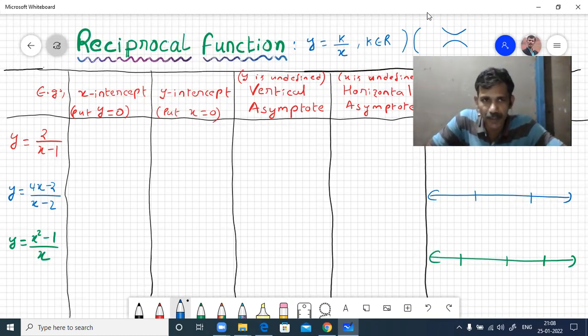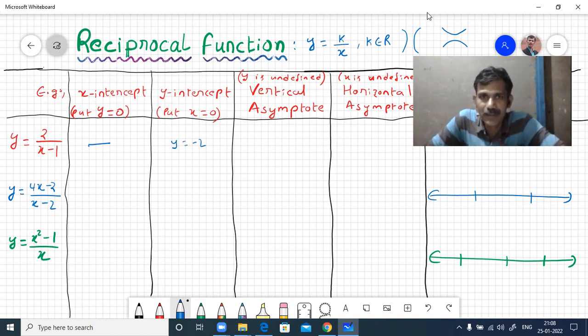We'll try to find the x-intercept. If you put y equal to 0, then you cannot find an x-intercept. So there is no x-intercept here. When it comes to the y-intercept, put x equal to 0, then y equal to 2 upon minus 1. So y equal to minus 2 is the y-intercept.